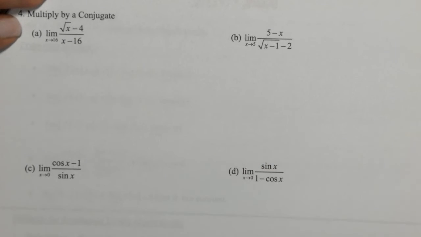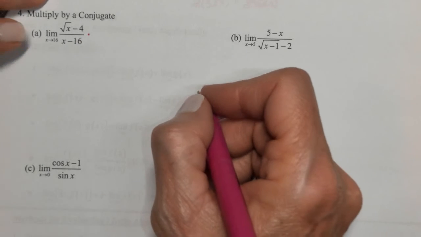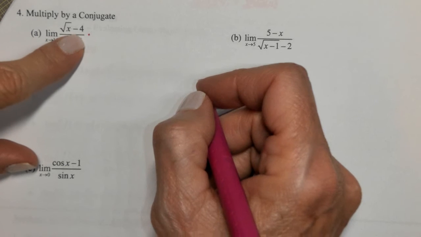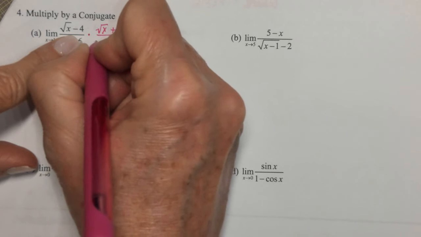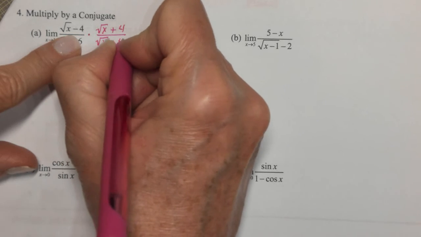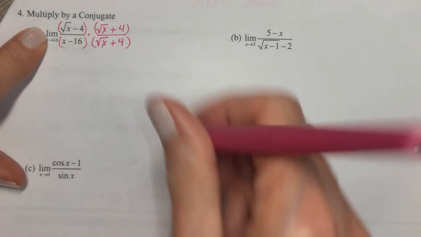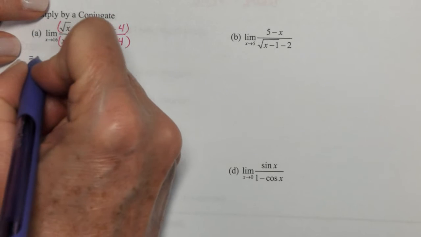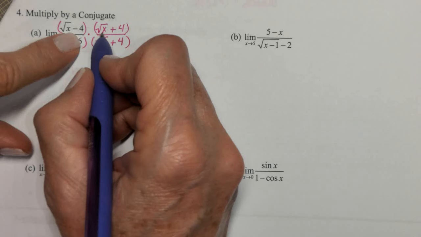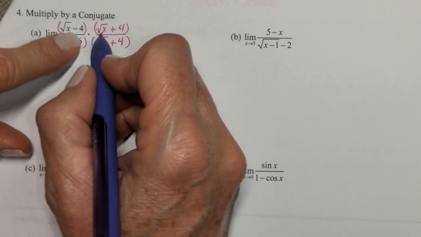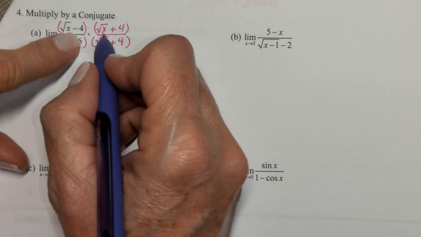Okay? So I'm going to multiply top and bottom by the conjugate wherever the square root is. So the square root is up here. The conjugate of that is the square root of x plus 4. So I'm multiplying by square root of x plus 4 over itself. Okay, rewrite our limit. Multiply where your conjugates are, multiply. Do not multiply where your conjugates are not. So only multiply where your conjugates are.